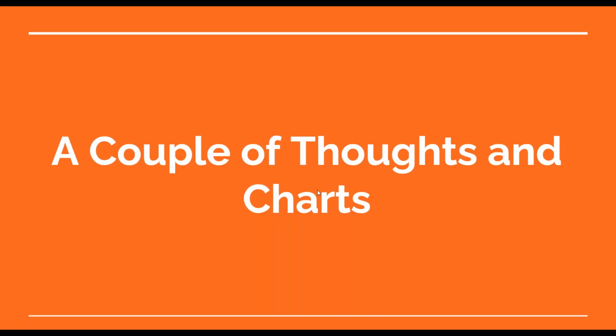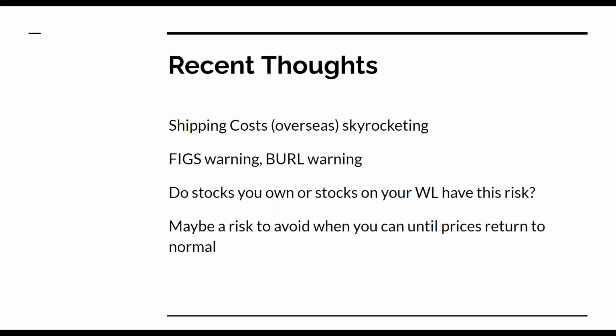So a couple of thoughts and charts. Some things that just kind of popped up recently. Shipping cost, talking about overseas, coming across the pond, seemed to be skyrocketing. Figs warned about this. Their clothing, I think almost all of it's made in China. Burlington Stores this week warned about shipping cost. So if these companies are having to use air freight or something, or just the shipping cost apparently have tremendously increased, like lumber did, tripled or whatever.